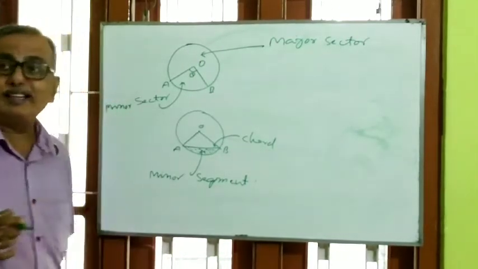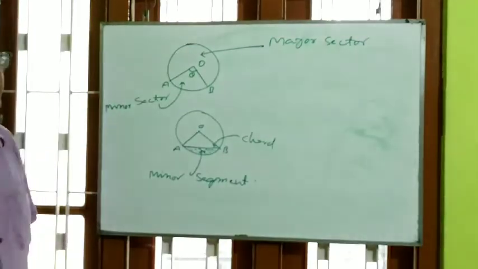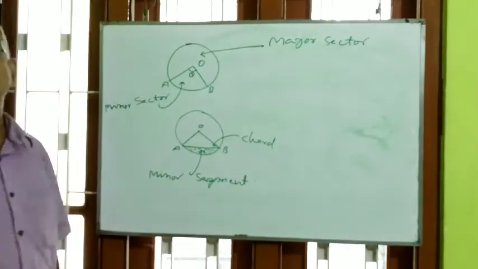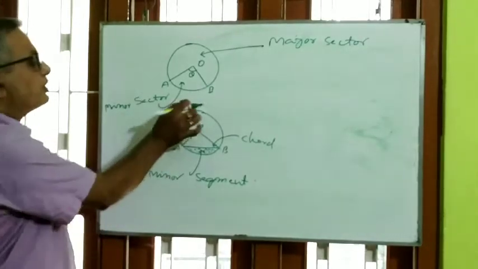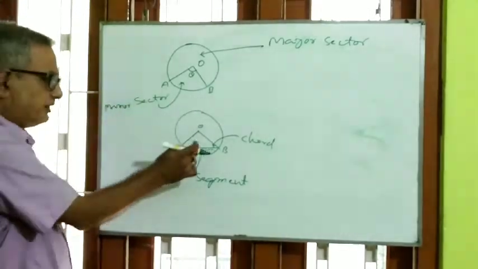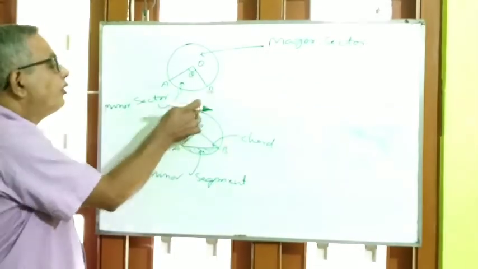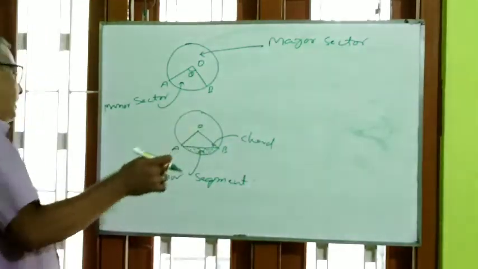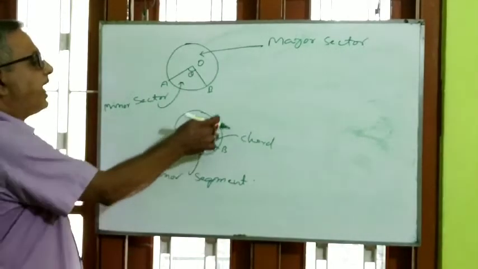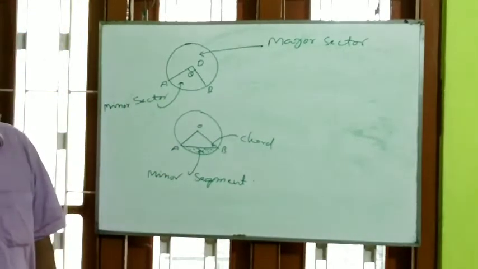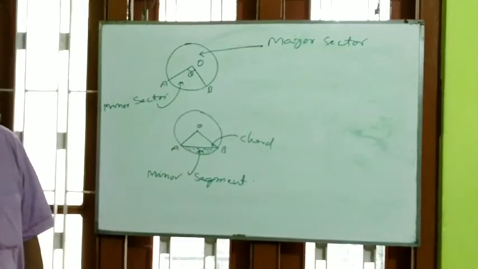Then what is the major segment? The remaining part of the circle will be called the major segment. The whole circle except this region will be called the major segment. Understand? This is the minor segment and this is called the major segment. Clear?